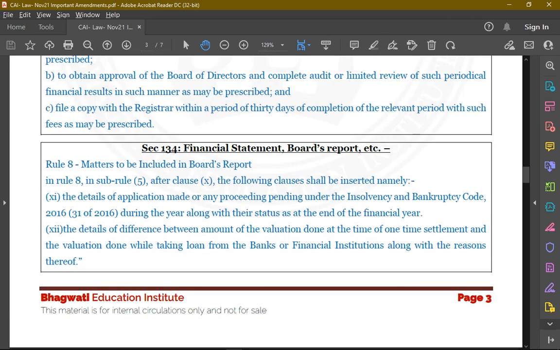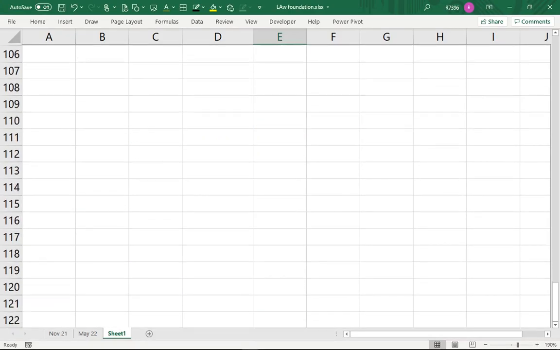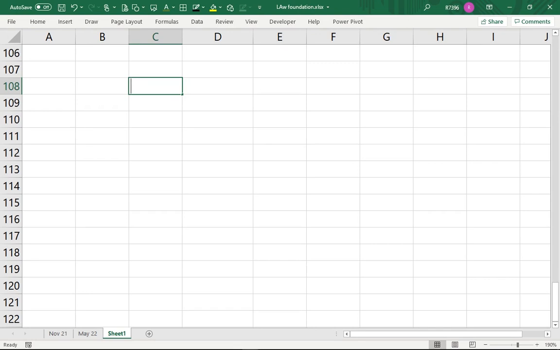Now what is this 134 about? 134 says that while a company prepares any board report, basically we know that we have to add a lot of contents there, a lot of inclusions are there. There is a whole format in the Companies Act on what should be included, what should not be. It is provided there. Just two more pieces of information we have to add, and this will apply only in the case when the company has applied for bankruptcy.